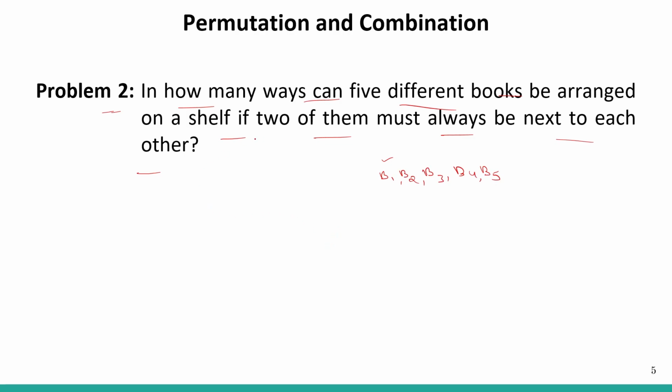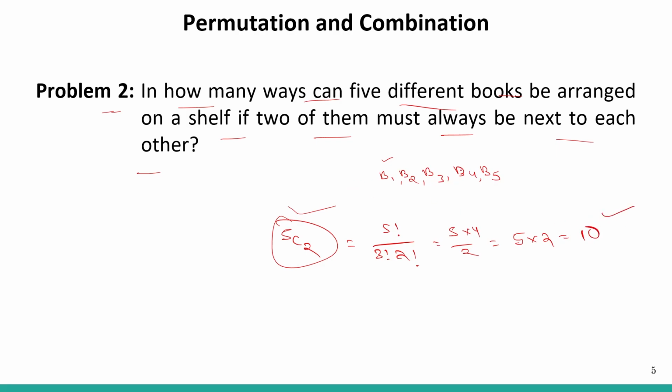We want to arrange them on a shelf where 2 of them must always be next to each other. Let's assume those two are B3 and B4. So how can we choose 2 out of these 5? It will be 5C2, because we want to only choose, and while choosing the order doesn't matter, only those 2 matter. So 5C2 ways, which is equal to 5 factorial by 3 factorial into 2 factorial, which is 5 into 4 by 2, which is 5 into 2, equal to 10 ways.